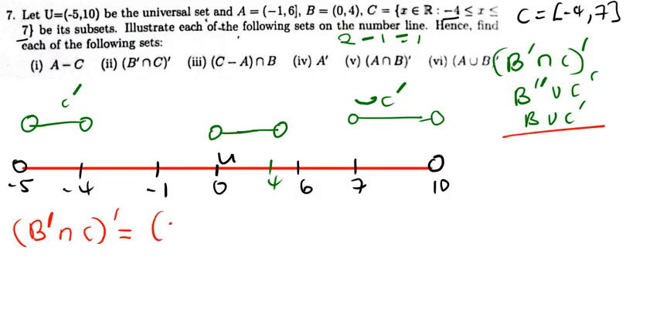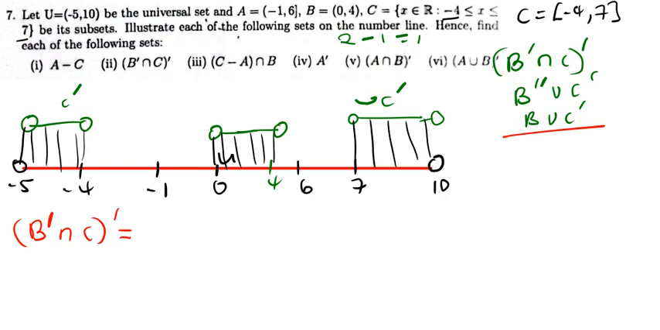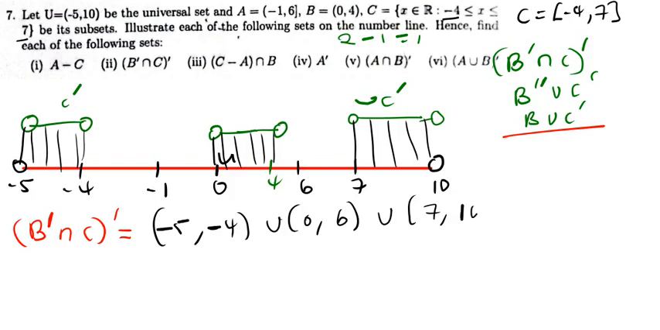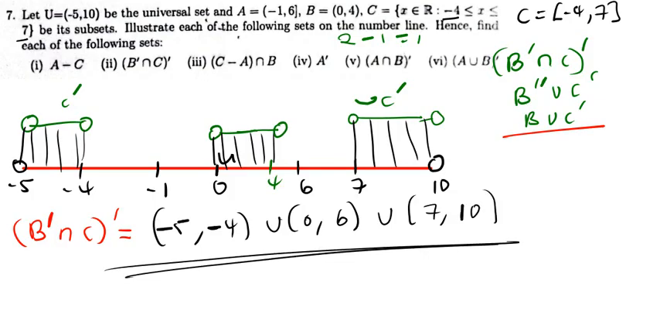That's the answer, 0, 4. Okay. We are talking about union. So union, we want everything here. Then when we reach here, we'll jump, getting this part. When we reach there, we'll jump, getting that part. So then it will be -5 all the way to -4, not included, union 0 all the way to 4, not included, union 7 all the way to 10, not included. That's the answer, unless you have got a question.